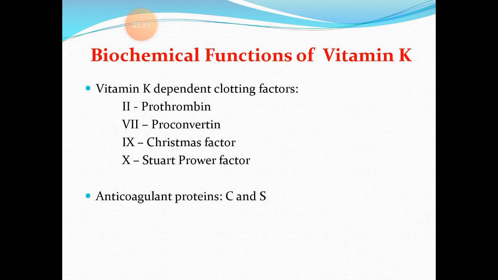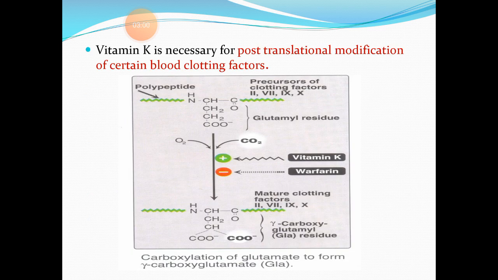During the synthesis of these clotting factors, in the post-translation modification step, they should be in the mature or active form. For that step, during the synthesis, vitamin K is required. During the maturation of these clotting factors, we require vitamin K. Vitamin K is necessary for the post-translation modification of certain blood clotting factors like 2, 7, 9 and 10.